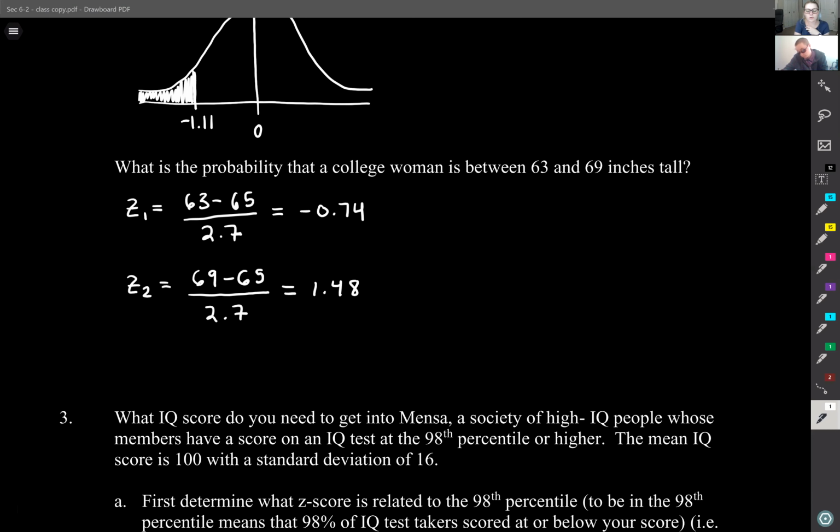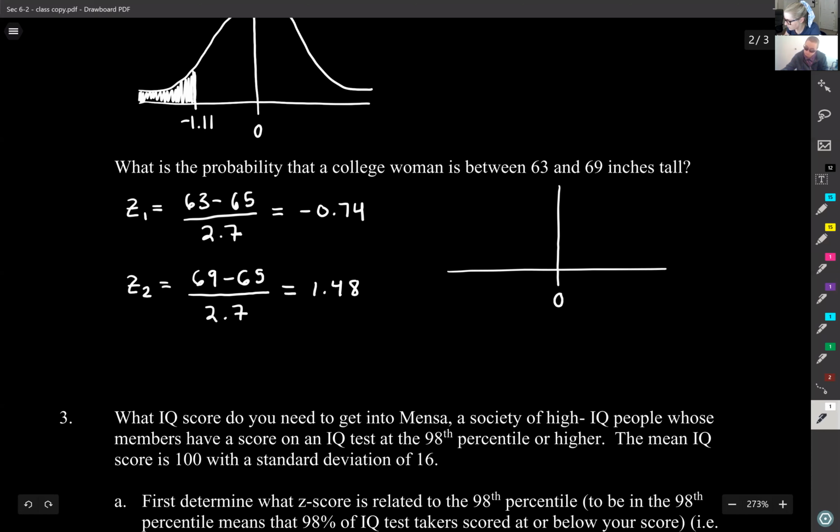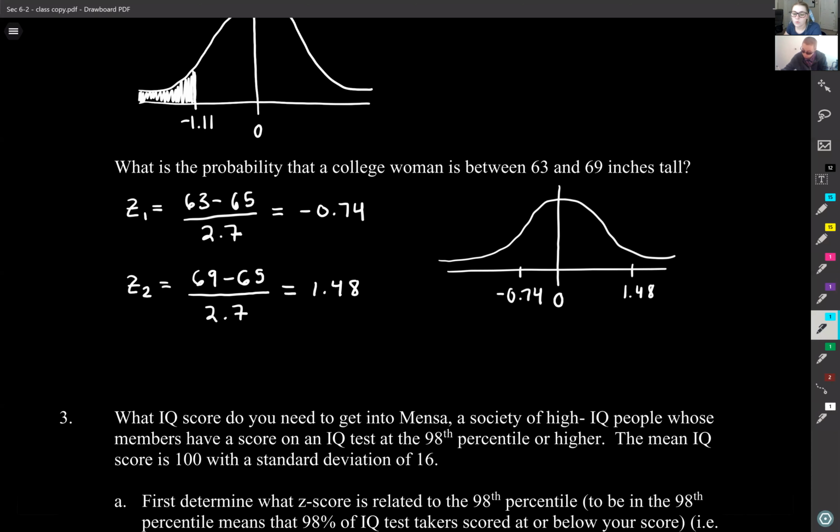Okay, so now let's draw our little diagram again so we can see what area we're interested in. So I'll do that up here. I have a mean of 0, and then I have one Z-score of 1.48, and I have another one of negative 0.74. And I'm looking for the area between these two because I want the probability that a woman lies between those two heights that I started with. So I'm looking for the area between these two, which looks like this.